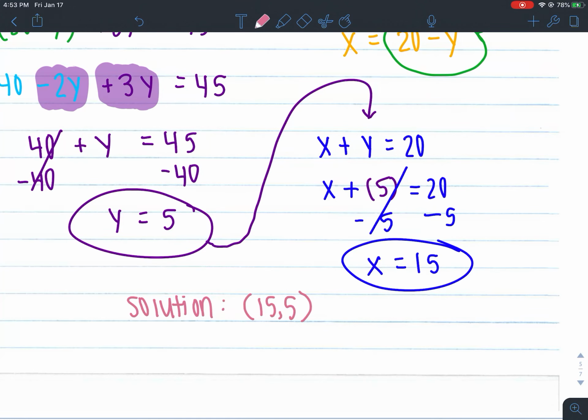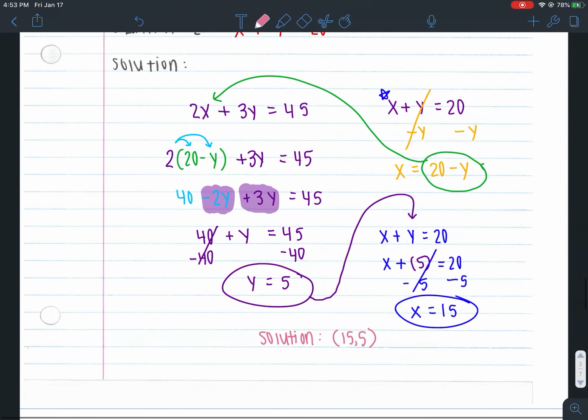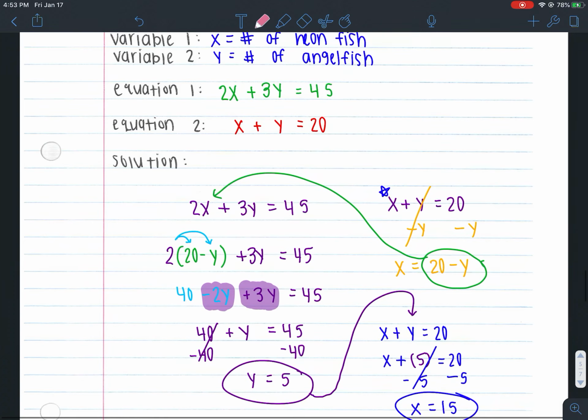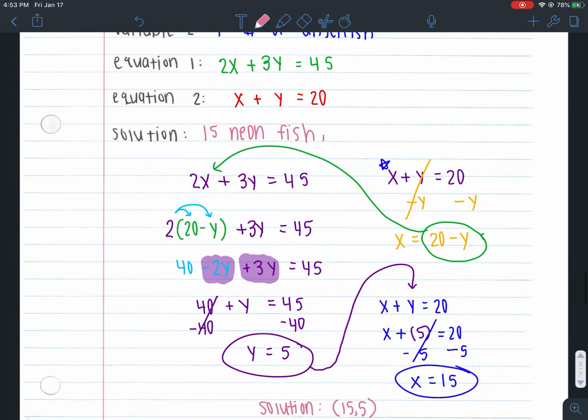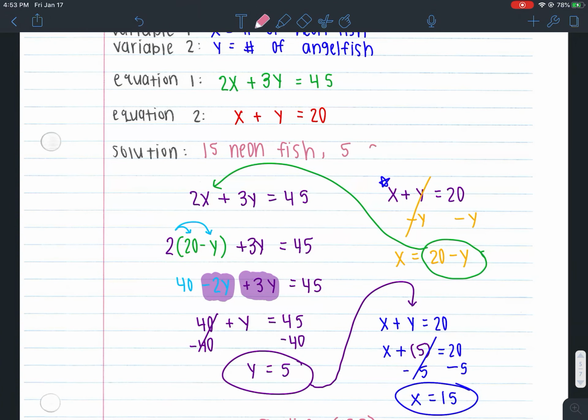is the point 15 comma 5, but what does it mean? Well, what's x represent? The number of neonfish. So that means he bought 15 neonfish, and then what's our y value? 5, and that means he bought 5 angelfish.